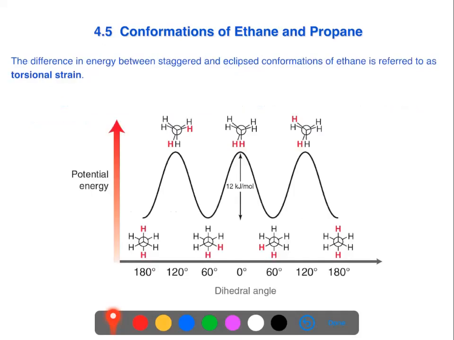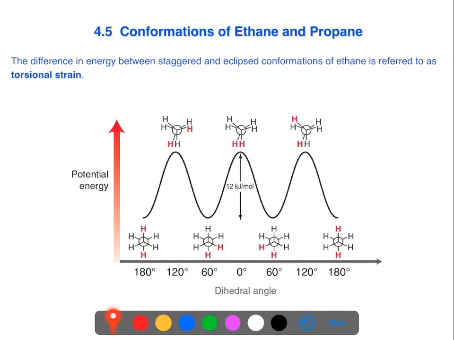Now we can map out how the energies change as we go from that staggered to eclipsed conformation using these potential energy diagrams. So in this diagram, or graphical representation of these conformations, we're plotting the potential energy, the relative energy, of these conformations against a particular dihedral angle. And the dihedral angle that we're looking at is the difference between this carbon-hydrogen bond on the carbon in front and this carbon-hydrogen bond on the carbon in back.